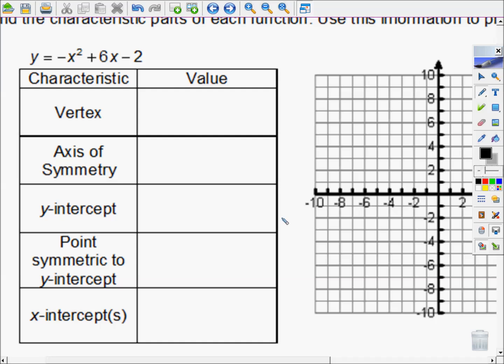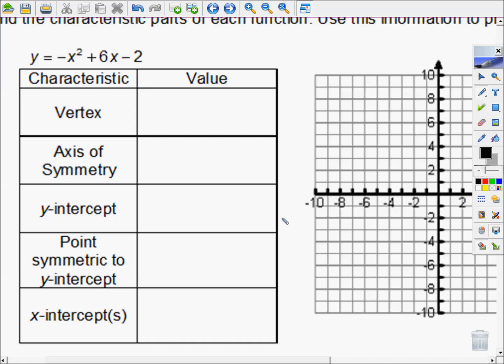Where did my notes go? Oh, it's right here. Are we doing number 1? Negative b over 2a. You're doing this one. Do you have room on the other page? Negative 4 over negative 2 is 2.